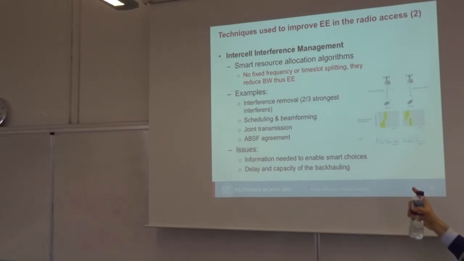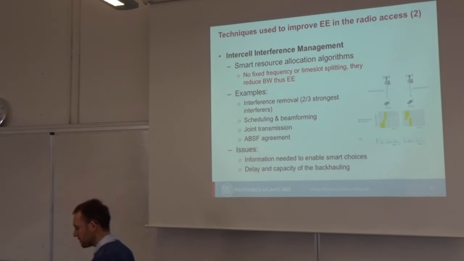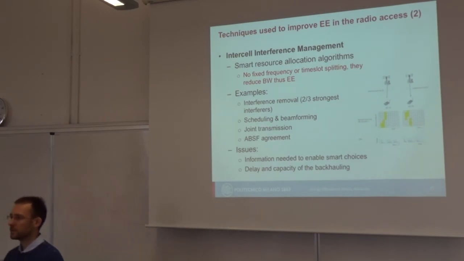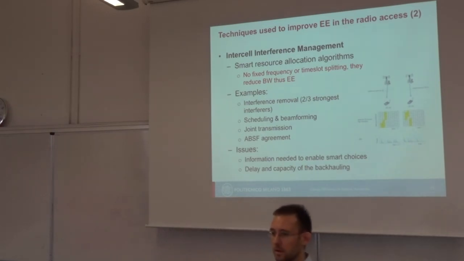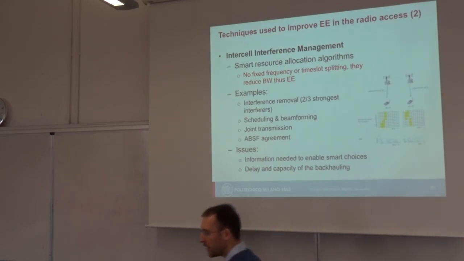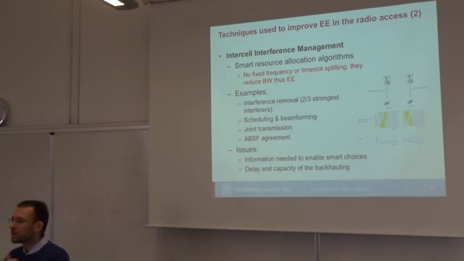For instance, one thing you can do is interference removal. According to your main interferers which are around you, you can decode their signal, okay, and remove it from the interference, so you can polish your received signal. That's one way of dealing with it. So you don't split the spectrum in a static way, but you are removing interference.